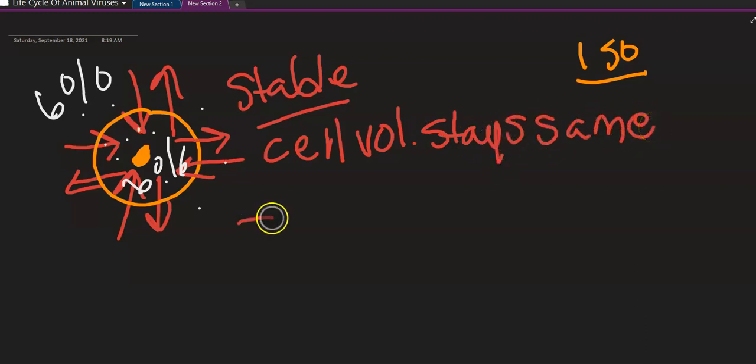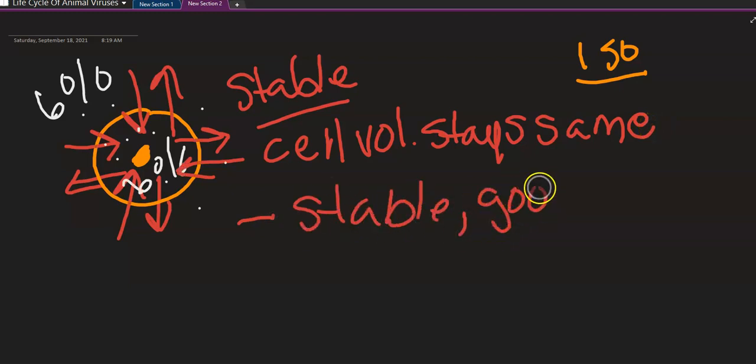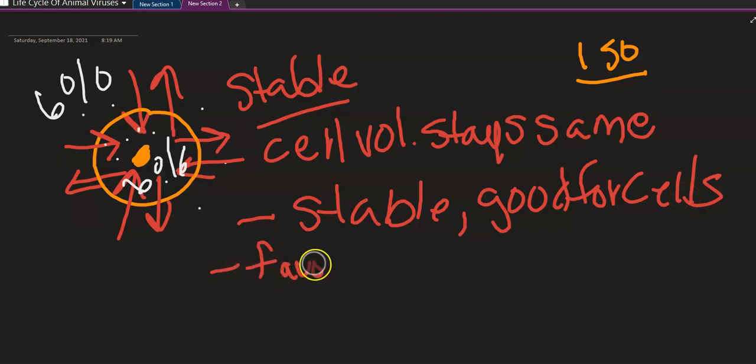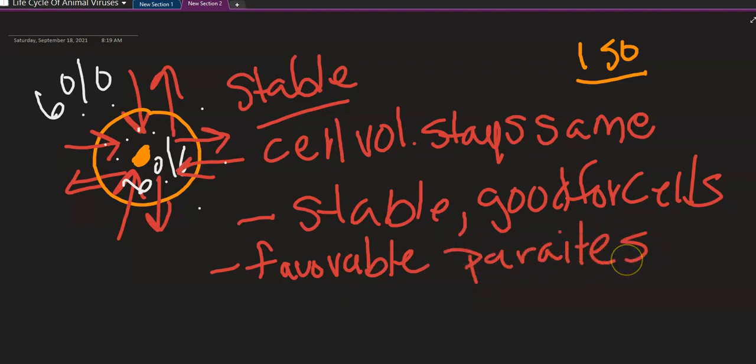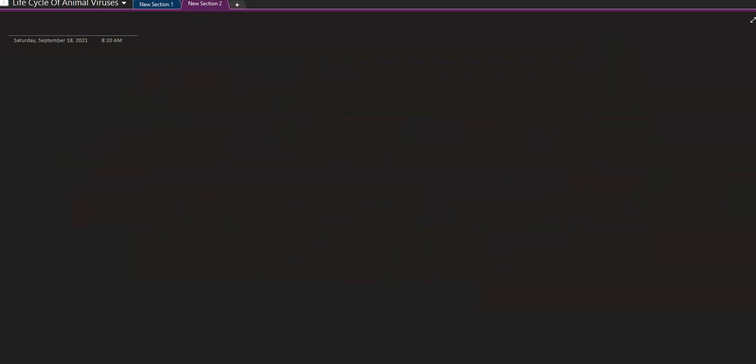So being stable is good for cells, okay? So this isotonic environment is good for cells. This is ideal. This is what they want. An example here is this is going to be favorable for things like parasites, right? Because we're eukaryotes. Parasites are eukaryotes. We are not having a cell wall. Most parasites are not going to have cell walls, okay? Oop, there should be an S in the word parasites. Sorry about that.